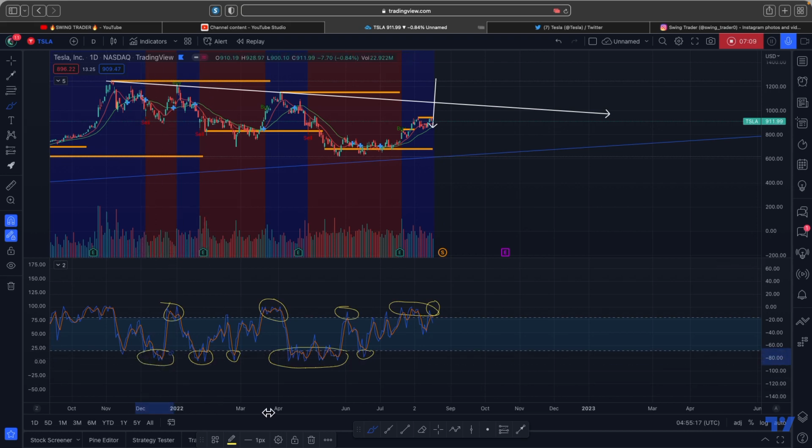The only time, and I'm going to show you right now. So this right here means this red candle right here. And the price, the low was 886. Here, the price was right here.